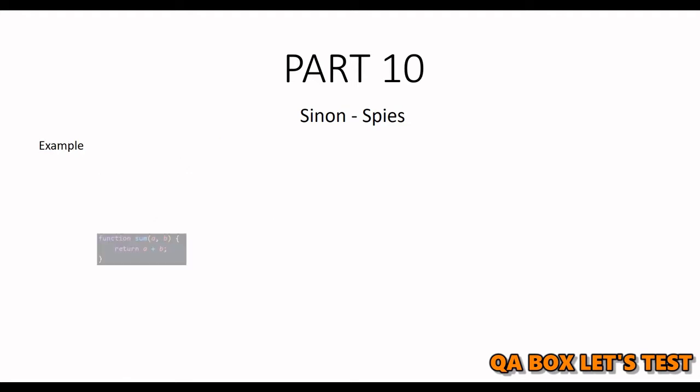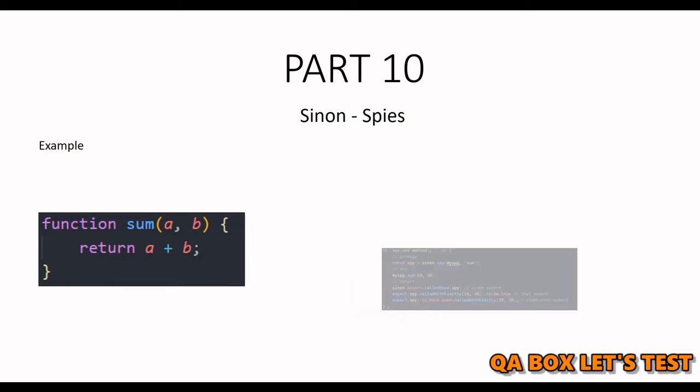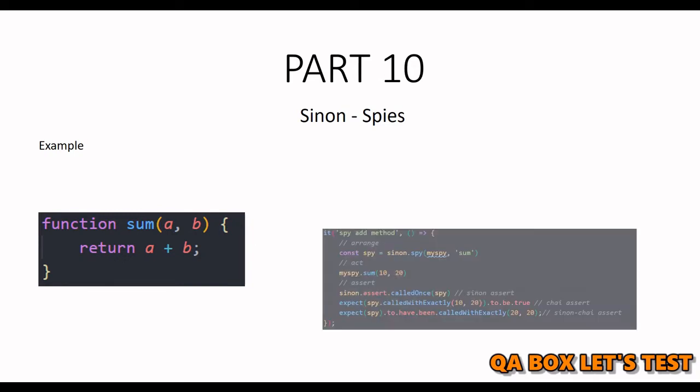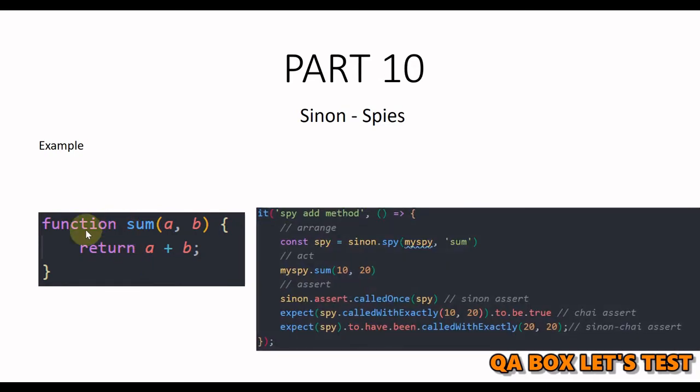Okay, so that's another example of, I guess, type 2, when we have this function here. It is just accepting two arguments and adding those arguments, and here we are creating the object which has this method. So we are passing in the object and the method, and then this is the basic arrange. Then we are invoking this function and asserting.